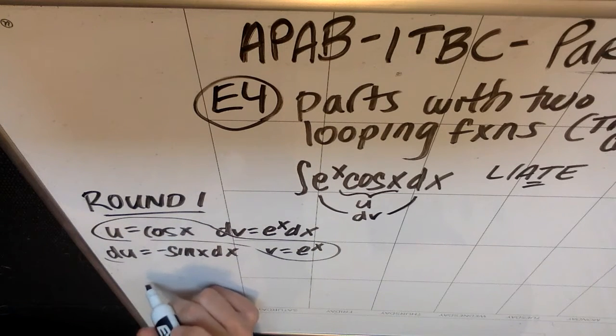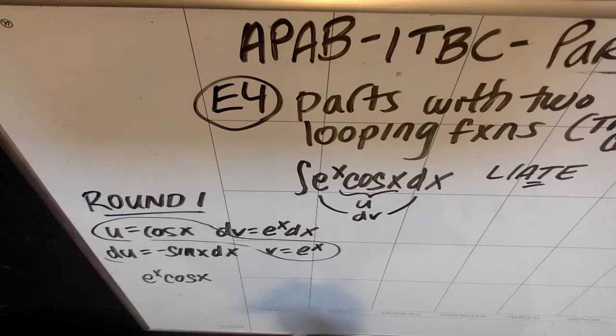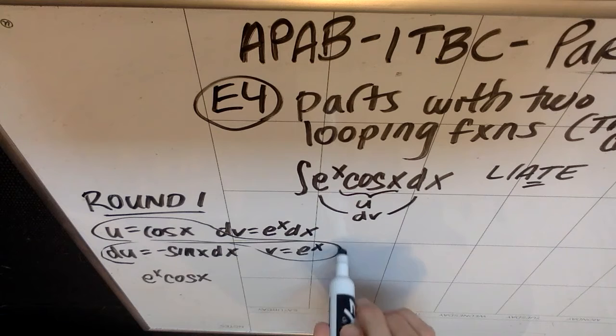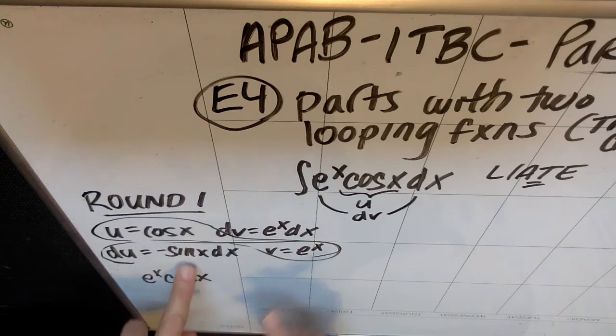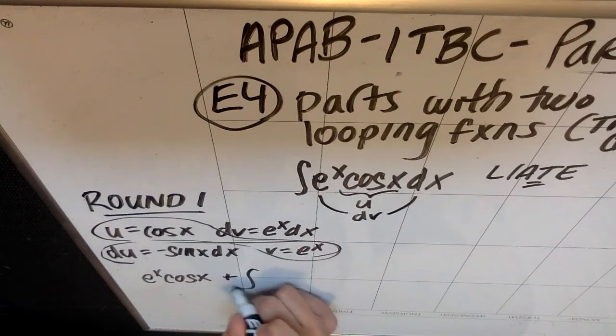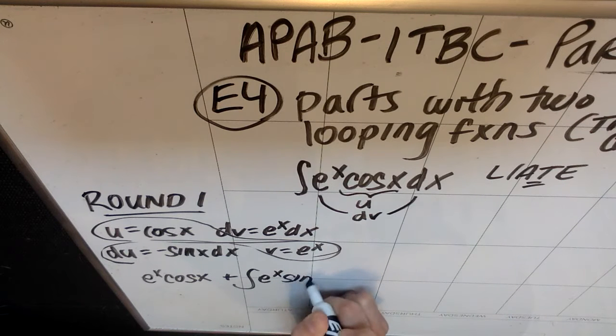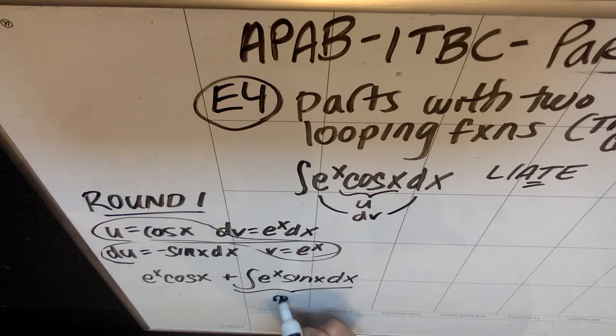That means what I get is uv, so e to the x cosine x, if I write it in the order I'd prefer. And then when I subtract v du, I'm going to end up getting a positive because there's already a negative here. So I'm going to make this plus the integral of e to the x sine x, which is going to require another round of parts. So this is going to require round 2.